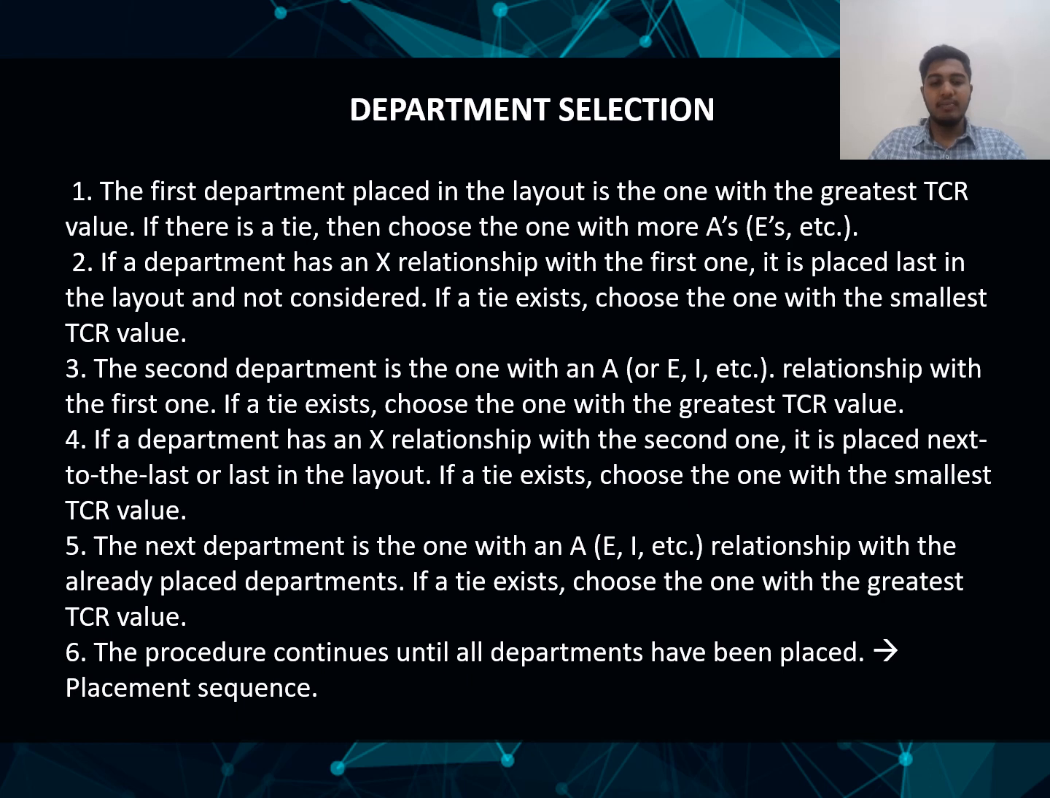The next department is the one with an A, I, or E relationship with the already placed departments. If a tie exists, again choose the greatest TCR value. The procedure continues until all departments have passed the placement sequence.